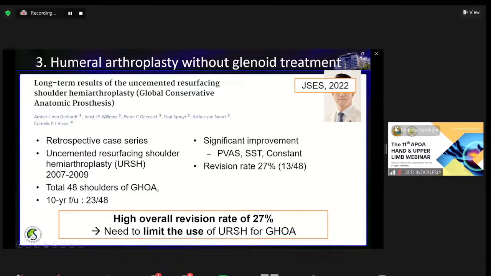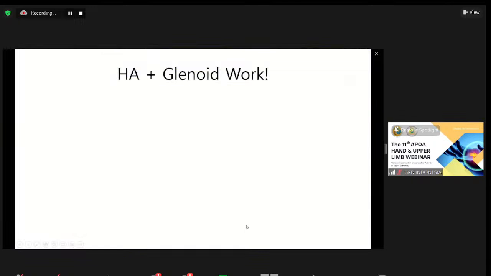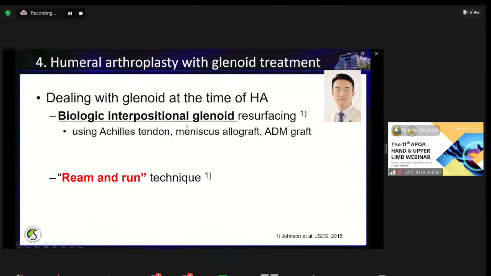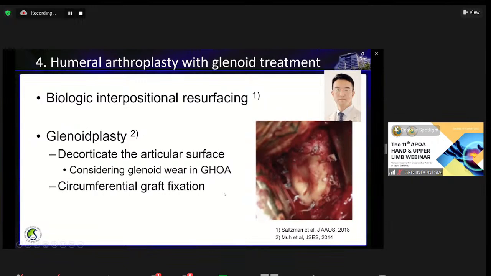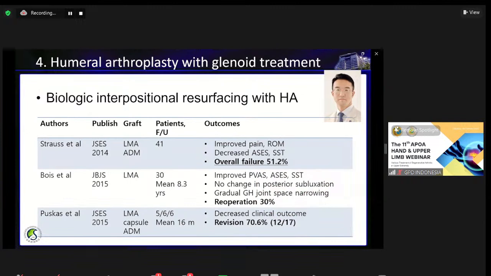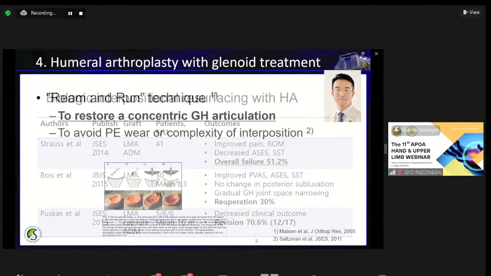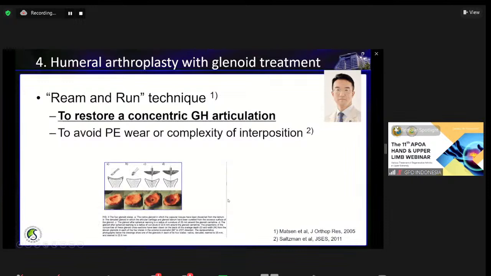Now there is limited work on glenoid treatment, which is biological interposition grafting using meniscus or Achilles tendon, or the rim and run technique, two big procedures that could be done without doing a total arthroplasty. The interposition using meniscus or other materials was somewhat studied, but the overall failure rate is 50 to 70%. So I think people have stopped doing this since 2015. The rim and run technique is by Dr. Madsen. It has been favored.